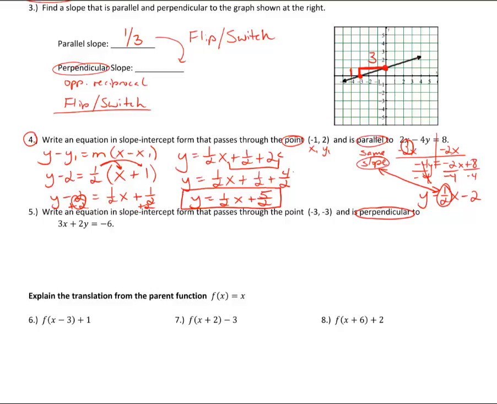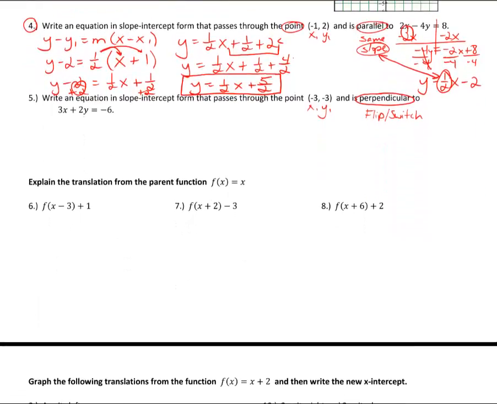So again, 5 is the same thing, okay? You're given x1 and y1, but you need a perpendicular slope. So perpendicular means flip and switch, guys. Do the same thing we just did, but take your slope and flip it and switch it, and that'll be the slope you use. Please do so. I want y'all to succeed.